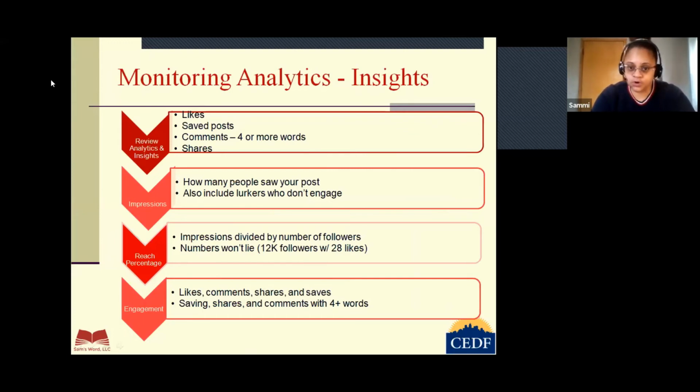That even includes your lurkers. And then your reach percentage is the impressions divided by the number of followers. So your numbers don't lie. If you have 12,000 followers with 28 likes, you're probably buying followers. And then engagement. So that's the likes, comments, shares, and saves. And again, comments with 4 or more words add more weight for analytics. So if you're commenting on somebody's page or their post, try to use 4 or more words.